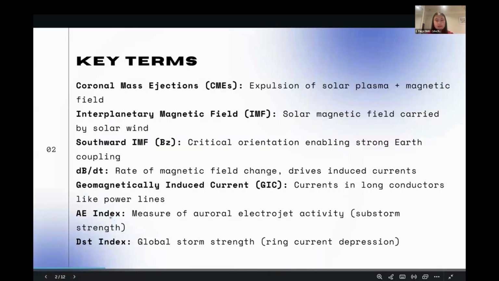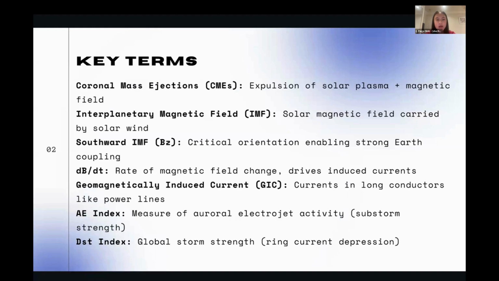Before diving further, let's go over a few key terms. The first one is CME, which you'll hear me reference a lot throughout this presentation, a burst of solar plasma and magnetic field released into space. The IMF, or the interplanetary magnetic field, is a solar field embedded in the solar wind. And the southward IMF, or the Bz component, is when it points southward, and it's when the coupling with Earth's field is the strongest.